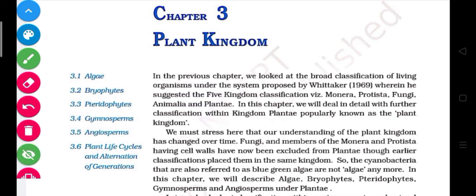Now, let's read this. In the previous chapter, we looked at the broad classification of living organisms under the system proposed by Whittaker in 1969, wherein he suggested the 5 kingdom classification with Monera, Protista, Fungi, Plantae and Animalia. In this chapter, we will deal in detail with further classification within the kingdom Plantae, popularly known as the plant kingdom. Both are the same, kingdom Plantae or plant kingdom.